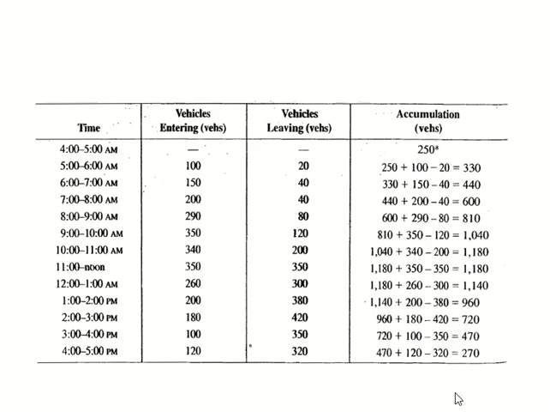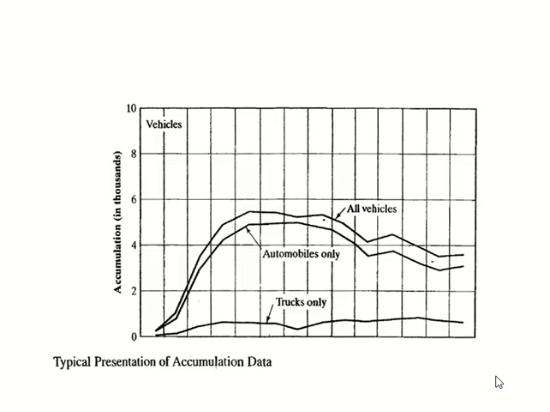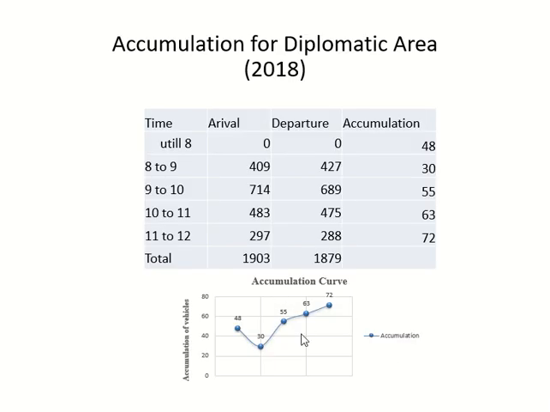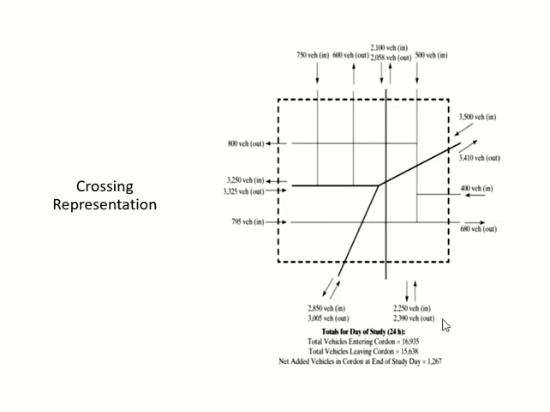This is what happened here. See, it started at 250 and reached almost the same value in the end. Okay, so the whole accumulation went out of the area. You are back to the initial position. So this is what should have happened in this study as well. Anyways, this is a crossing representation of the accumulation count.